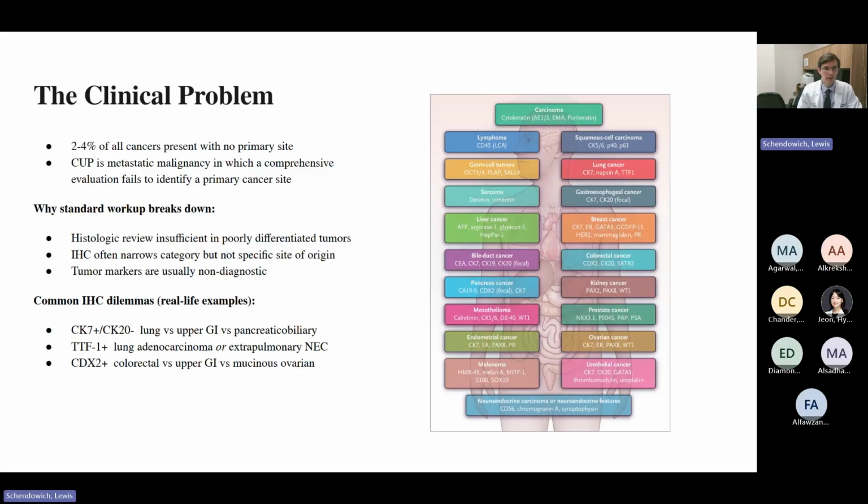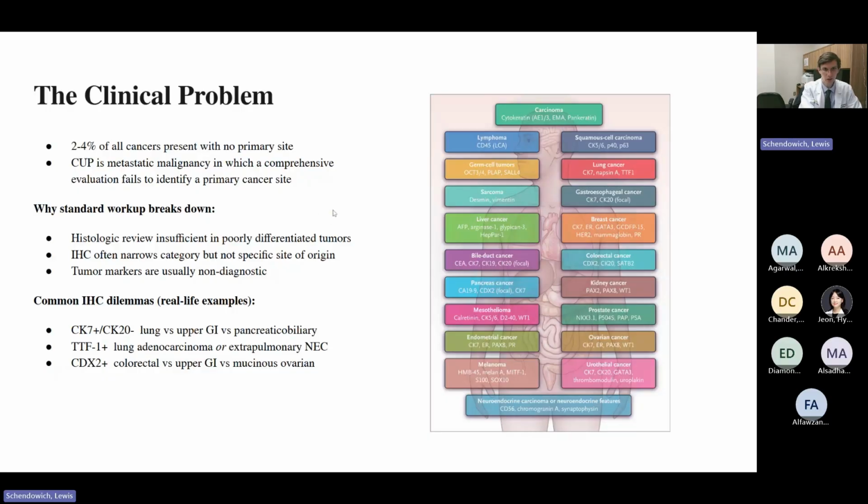It begins with cancer of unknown primary, and that appears to be present in about 2 to 4% of all cancer patients that present with no specific primary site. Cancer of unknown primary is a metastatic malignancy in which a comprehensive evaluation fails to identify any specific cancer site. The standard workup is pretty comprehensive.